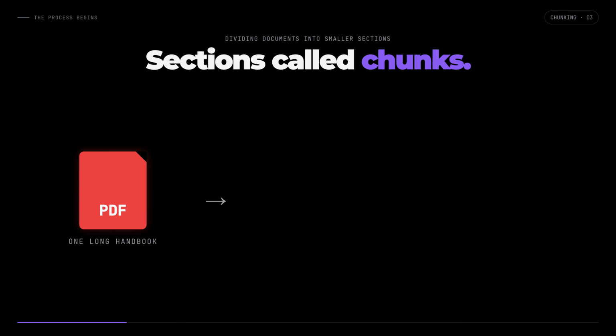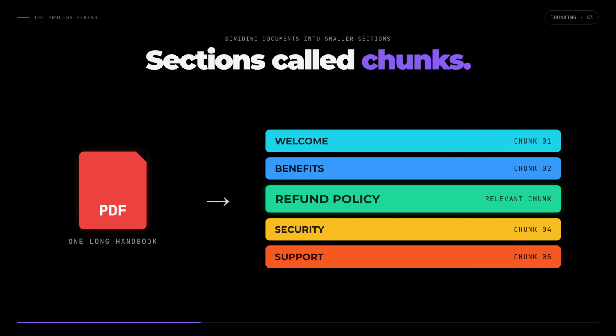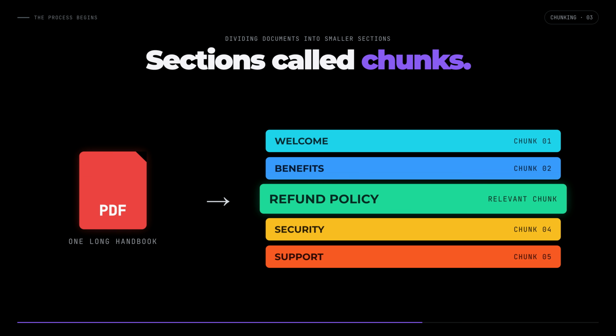The process begins by dividing documents into smaller sections called chunks. For example, a long company handbook might be split into paragraphs or short sections. When someone asks about refunds, the system only needs the refund-related chunks, not the entire handbook.